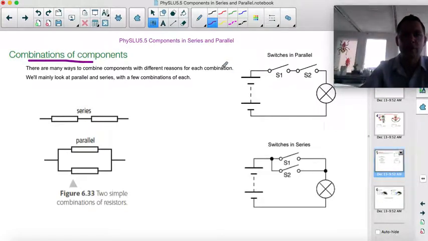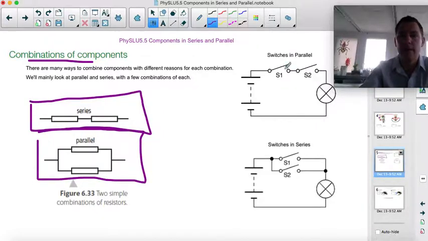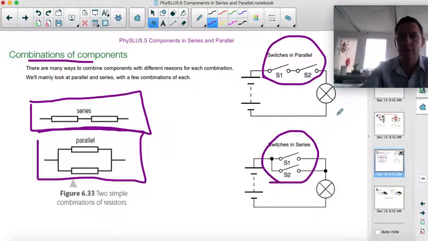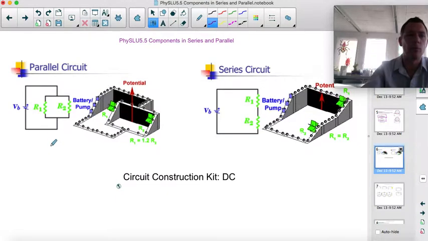So combinations of the components, we can run them in a couple of different ways. Here's series, here's parallel, but this is how we might show a set of resistors in series or a set of resistors in parallel. Here the switches are in parallel, or the switches are in series. And this is sort of how you might be able to visualize resistors in parallel or series.